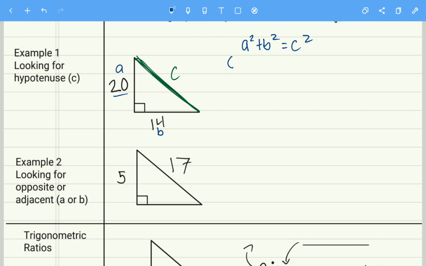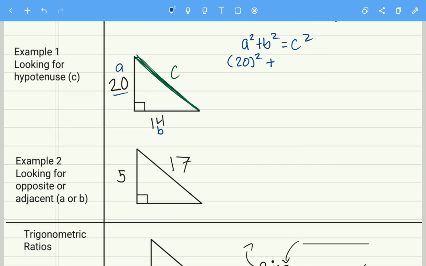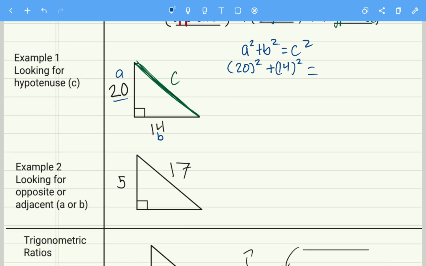A is going to be 20. So 20 squared plus B, which is 14, 14 squared equals C squared. We don't know what C is. That is what we're looking for. So now we just solve.